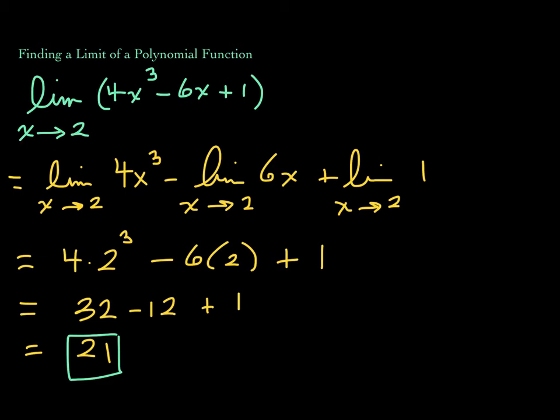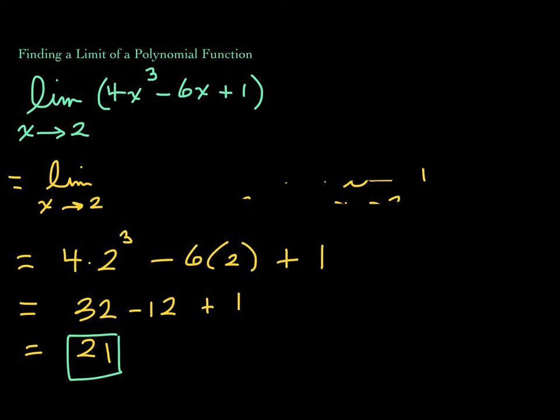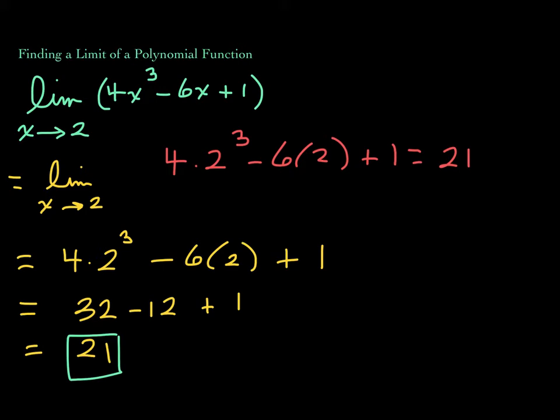Now, make sure you have this because I'm going to erase some of the board here. And if you're not ready for me to erase the board, then just pause the video. Watch this. 4 times 2 cubed minus 6 times 2 plus 1. If we would have just plugged 2 in from the very beginning, we just get 21. That's exactly what we did here by using the rules. If we would have just plugged 2 in from the very beginning, we would have gotten our limit.